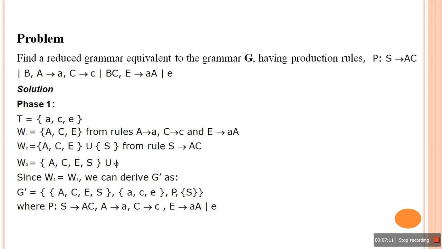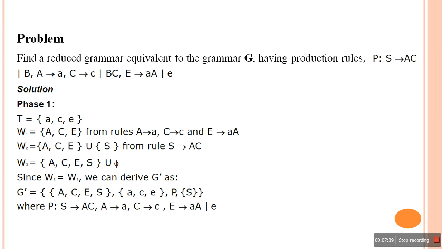Now we will see this with the help of an example, how we will reduce a context-free grammar. We have to find the reduced grammar equivalent to grammar G, which has the production rules S determines AC or B, A determines A, C determines C, B determines C, E determines A and E.